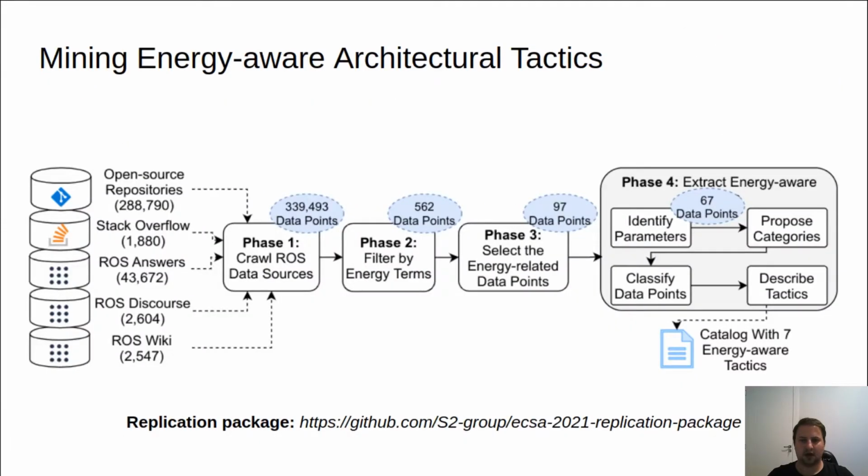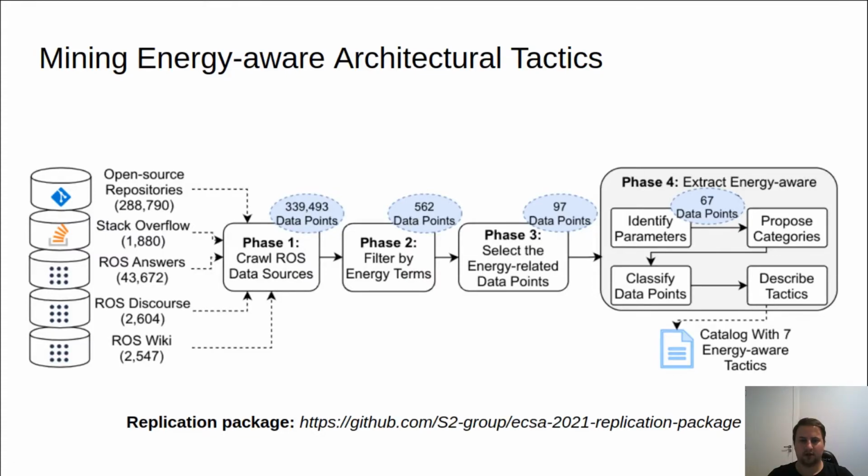Here we see our study workflow, which is divided into 4 main phases. In phase 1, we build an initial data set with more than 300,000 data points by crawling ROS open data sources. In phase 2, we filter the data set with a keyword-based search, which results in 562 data points that are specifically related to energy.